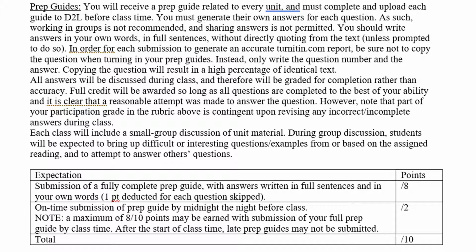These prep guides will be discussed in class, so they can't be turned in late. Again, they're due by midnight the night before class, though you can earn a maximum of 8 out of 10 points if they're done by class time. Beyond that time, no credit will be awarded.